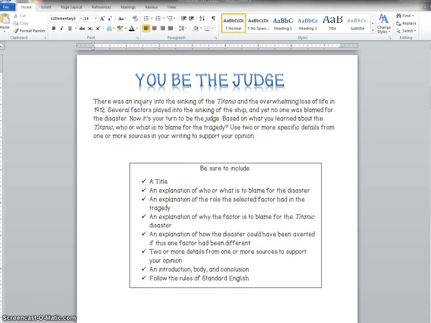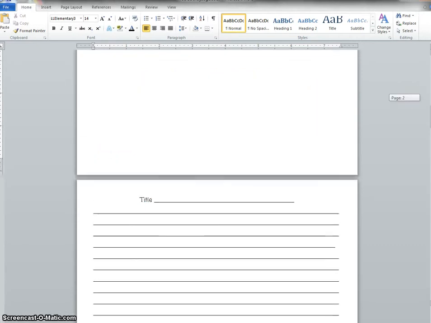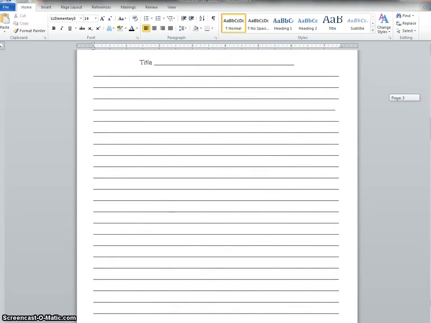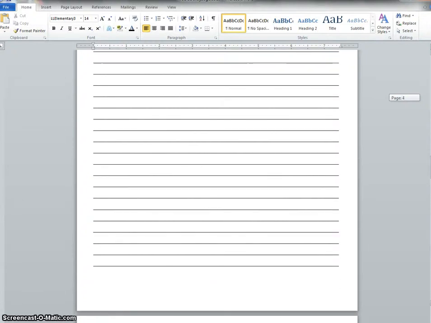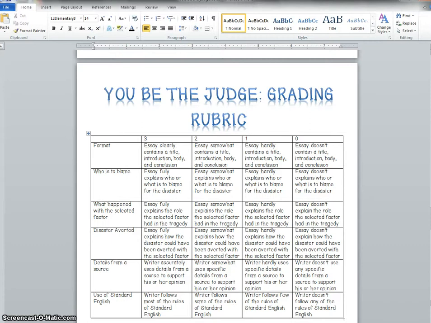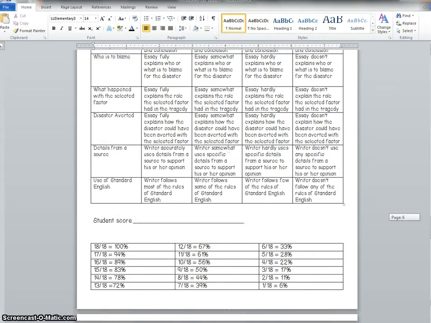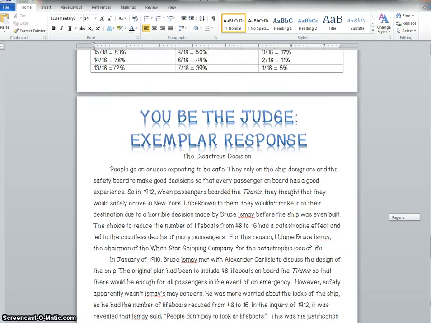Now, before you start, there are some papers you should have in front of you. You should have the You Be the Judge writing prompt, which looks like this. You should have the title page and the lined paper so that you can write your essay. You should have the grading rubric so that you know how your writing is going to be scored. And you should also have the You Be the Judge exemplar response. Now, after I go through the writing prompt with you, I'm going to go through the exemplar response so that you can see what good writing looks like.